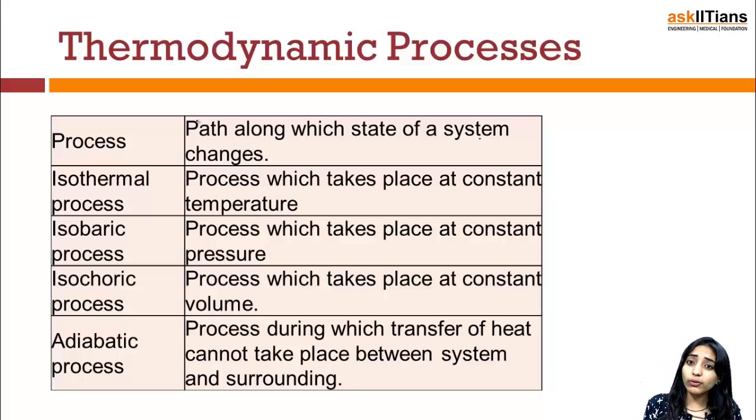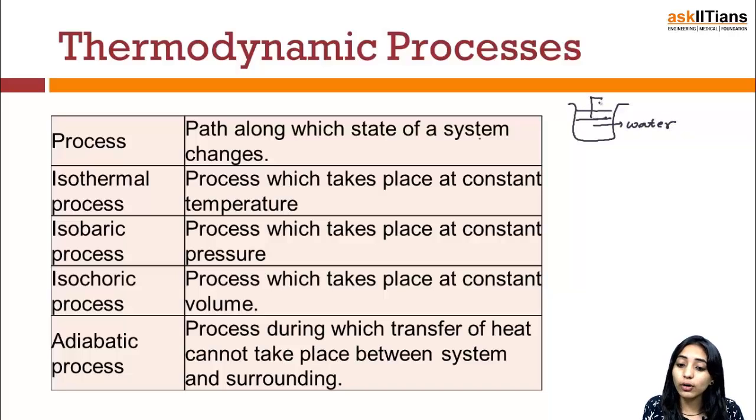Now, to define a process, we should first know what we mean by the state of a system. Let's take, for example, a beaker in which you have kept some water. Now, you have enclosed this beaker with a piston arrangement. That means you can either move the piston up or move the piston a little down. Now, the pressure, volume and temperature of this system as a whole at any particular point of time is what is known as the state of the system.